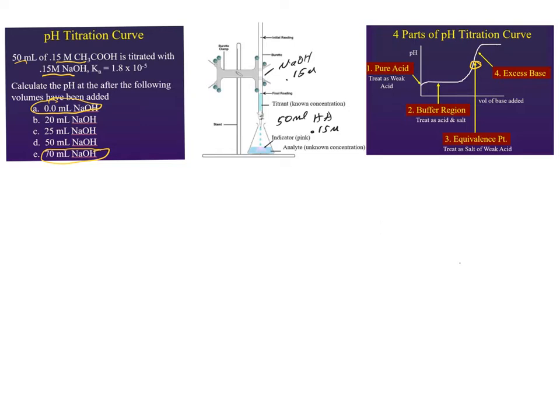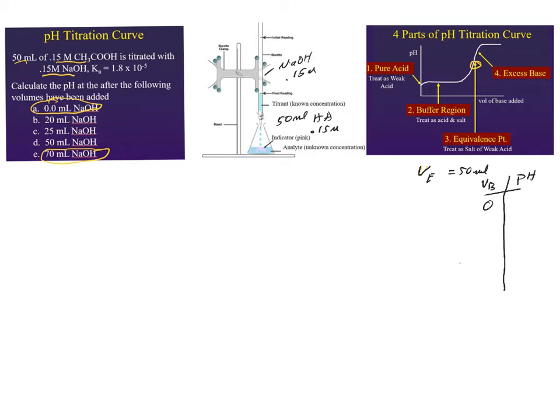So we just calculated that the volume at the equivalence point is 50 mL, and so anything less than that is the buffer region, at that is the equivalence point, and greater than that is the excess base region. Now what we're going to do is make a table here. In the table we're going to have the volume of the base added and the pH.